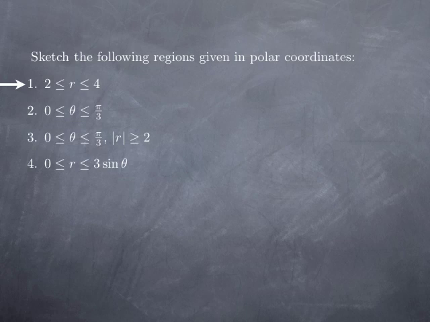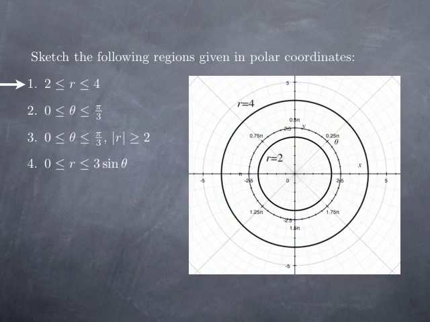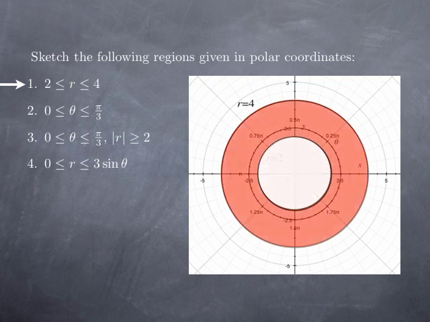Now let's turn to regions of the plane that are determined by inequalities involving the polar coordinates. Starting with the region determined by the inequality r is between 2 and 4. Well, we know that r equal 2 is a circle centered at the origin of radius 2, and r equal 4, the circle centered at the origin of radius 4. So if r is between 2 and 4, that means we are in this annulus between these two circles.